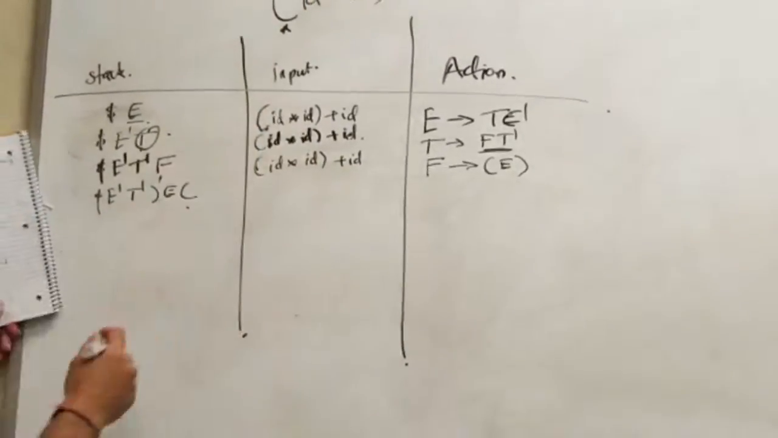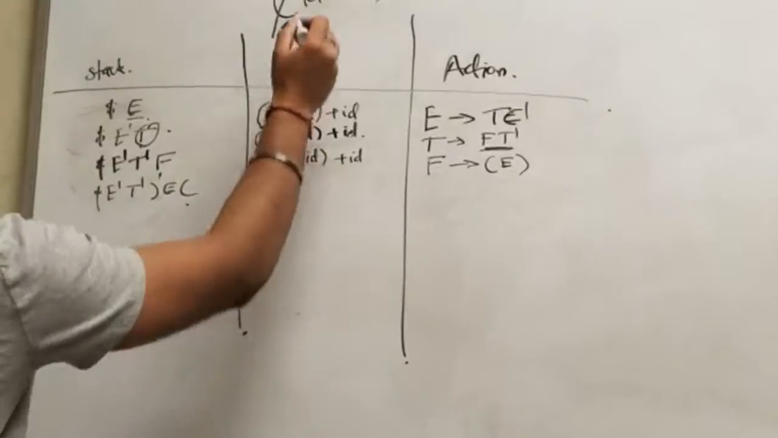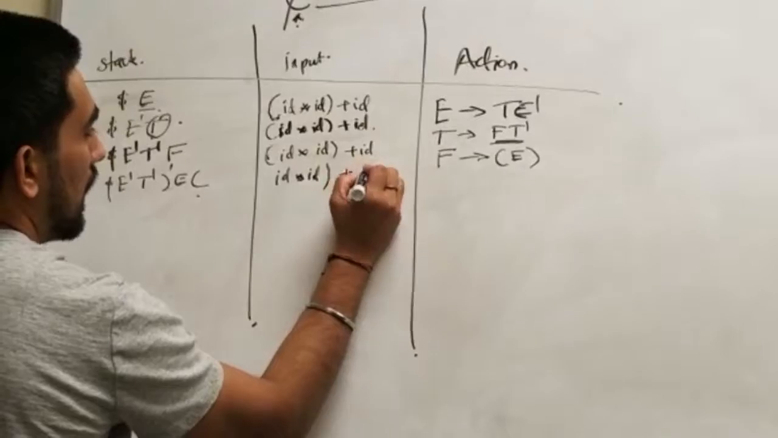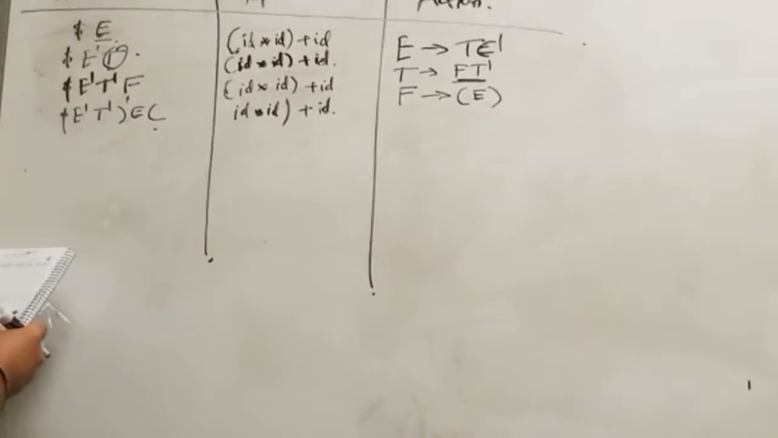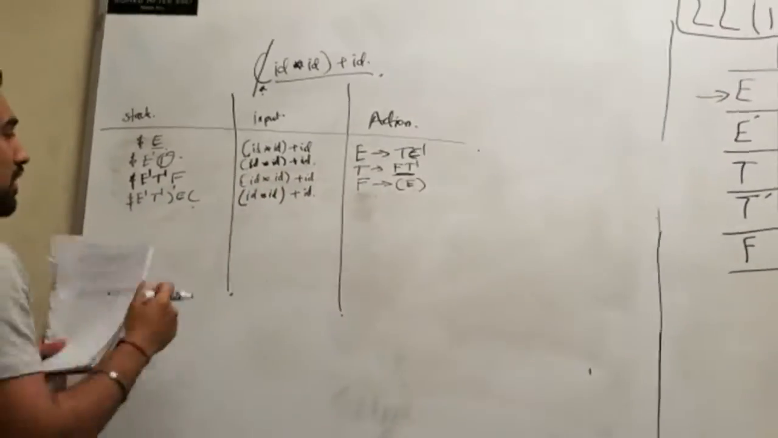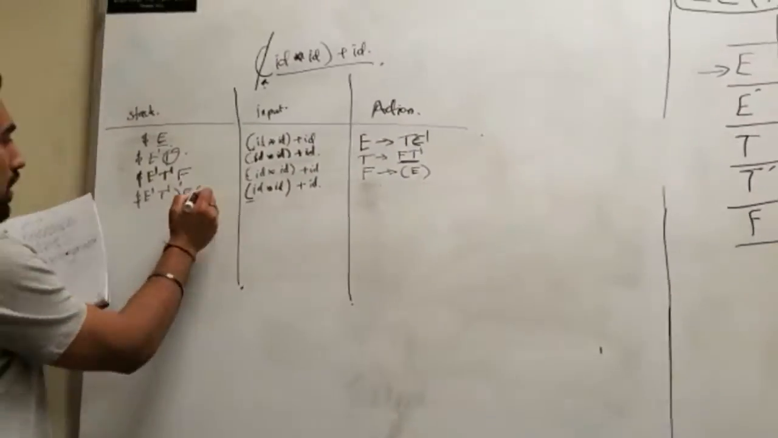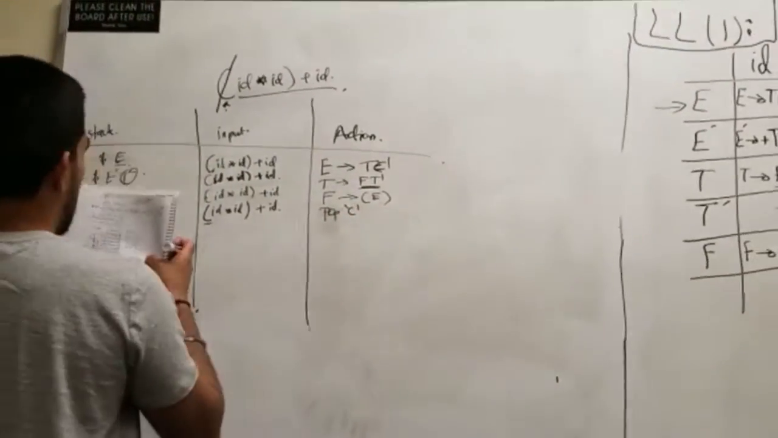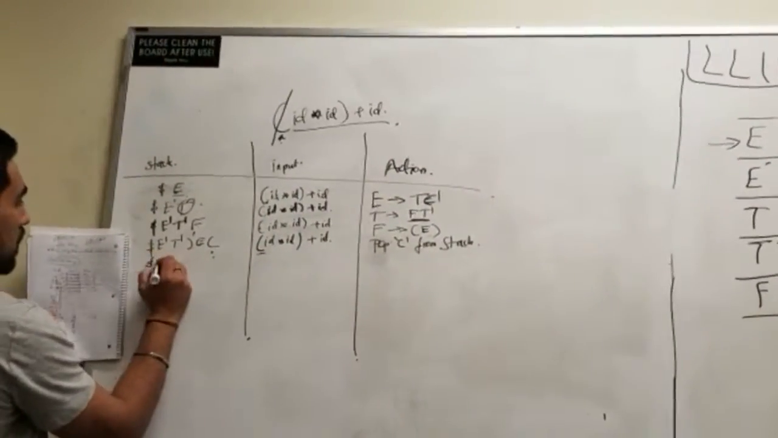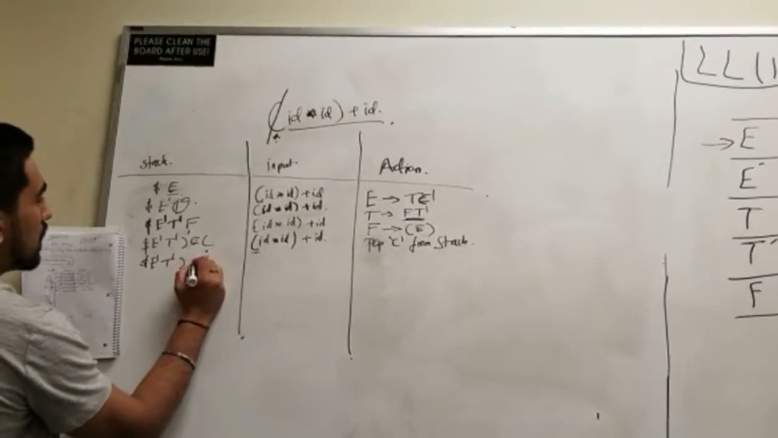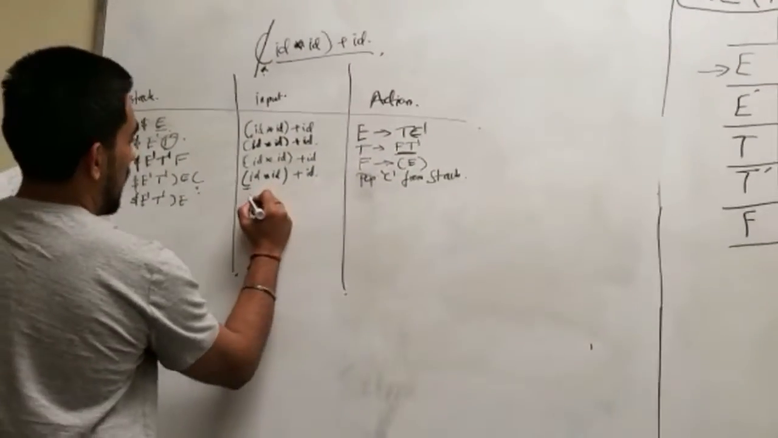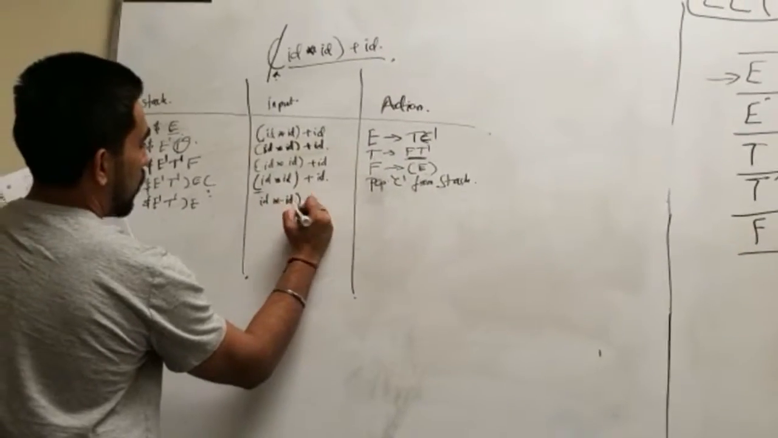Now we got the first character, the opening parenthesis, so we'll cancel it off, and the remaining input will be ID into ID closing parenthesis plus ID. The next action is to pop this opening parenthesis from the stack because we matched it. Now the stack is dollar, E bar, T bar, closing parenthesis, E. The input is ID, multiplication sign, ID, closing parenthesis plus ID.